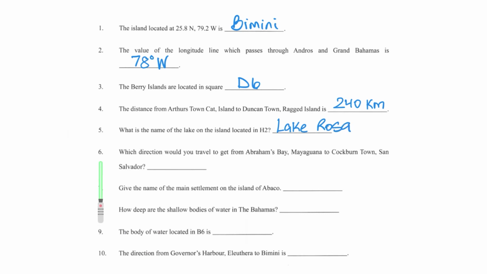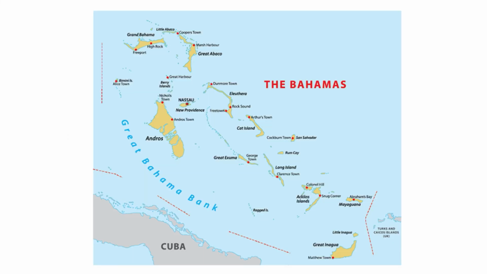Number 6 says, which direction would you travel to get from Abrahams Bay, Mayaguana to Cockburn Town, San Salvador? So we're traveling from Mayaguana to San Salvador. First, let's look at our map again and locate the islands. So San Salvador is located right there, and Mayaguana is located right there. And we're measuring from the main towns on these islands. So let's go back to our past paper map and mark those islands out again, San Salvador and Mayaguana.